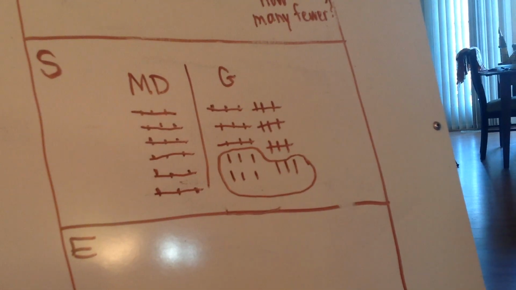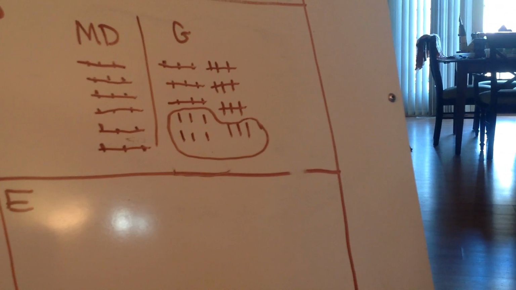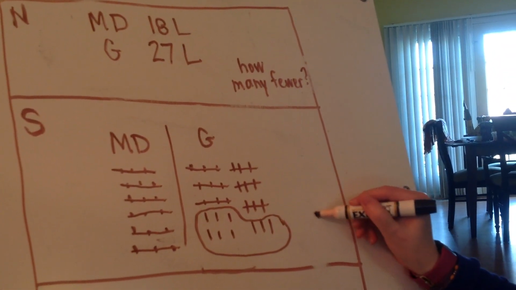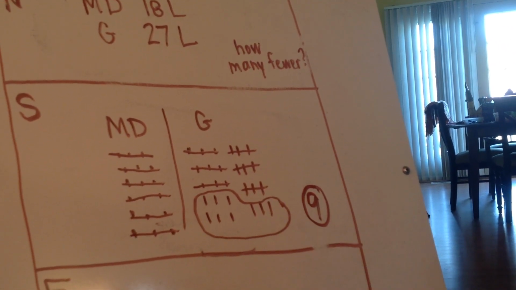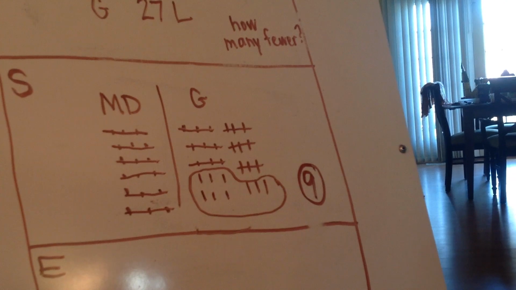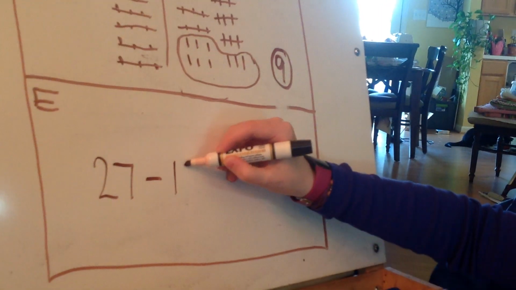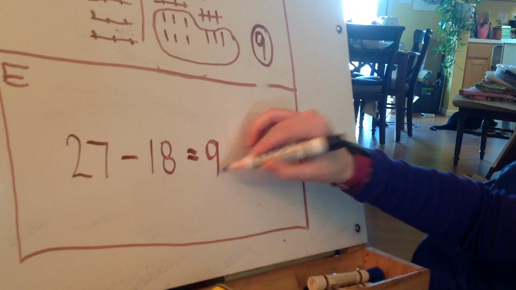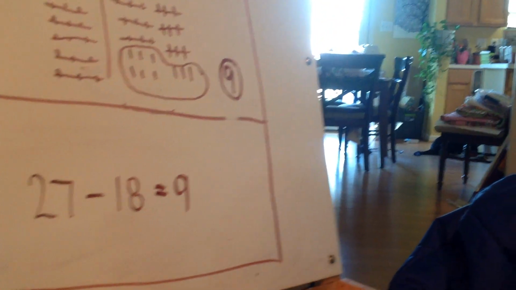So how many fewer Legos does Miss Drass have than Gideon? Miss Drass has 9 fewer Legos than Gideon because Gideon has 9 more, so I have 9 fewer. If we take Gideon's 27 and we subtract Miss Drass's 18, we'll be left with the extra 9 that Gideon has that Miss Drass doesn't have.